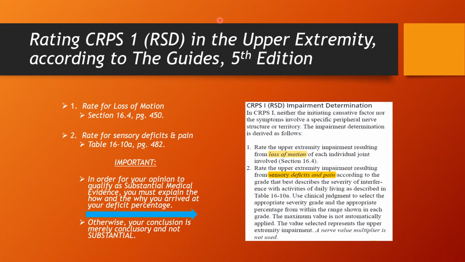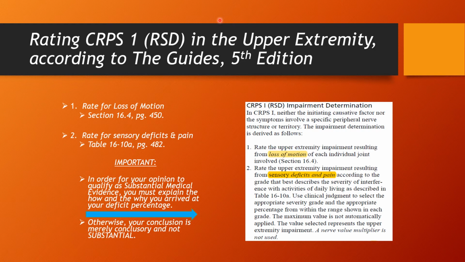But then they also say you rate the upper extremity impairment resulting from sensory deficits and pain. So for those of you who have your book out, page 482 refers to table 16-10, determining the impairment of the upper extremity due to sensory deficits or pain resulting from peripheral nerve disorders. Okay, so a little bit of a discrepancy because it's not a peripheral nerve disorder.